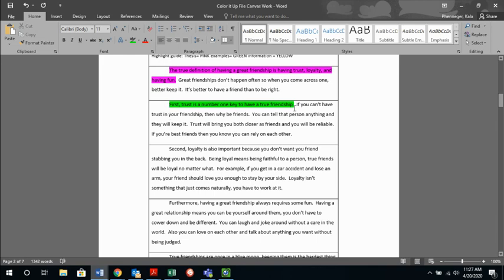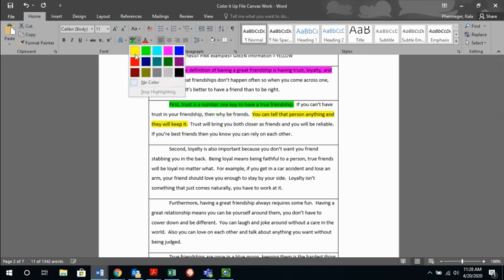His example is trust. And then he has, if you can't have trust in your friendships, then why be friends? You can tell that person anything and they will keep it. Trust will bring you both closer as friends, and you will be reliable. If you're best friends, then you know you can rely on each other. All right, so this up here, this first sentence would be our first example of just extra information that's not really super important. This sentence would be considered important information because he actually starts talking about what he's talking about, trust.